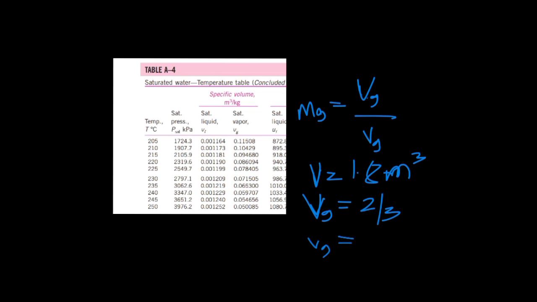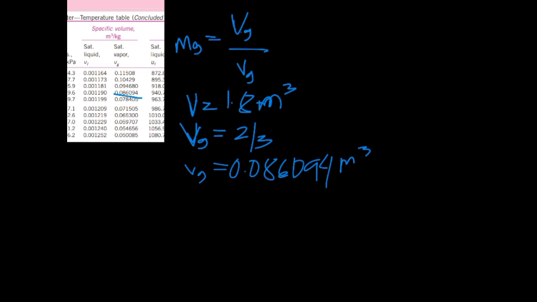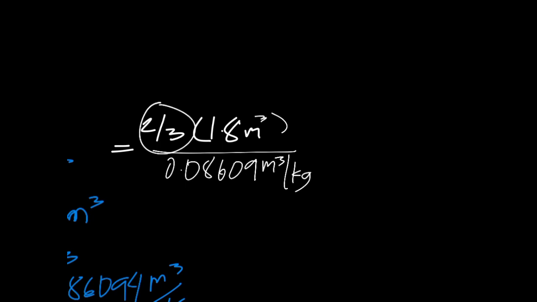Then we're going to look for the mass of saturated vapor. First, we find the specific volume for saturated vapor. This is the saturated liquid and this one is the saturated vapor. Our specific volume for saturated vapor is 0.08694 cubic meter per kilogram. This two-thirds came from the rest of the volume in vapor form, so we cancel the cubic meter. Our mass of saturated vapor is 13.94 kilogram.